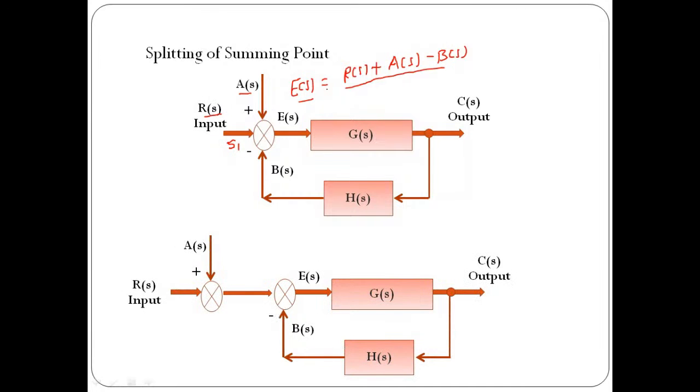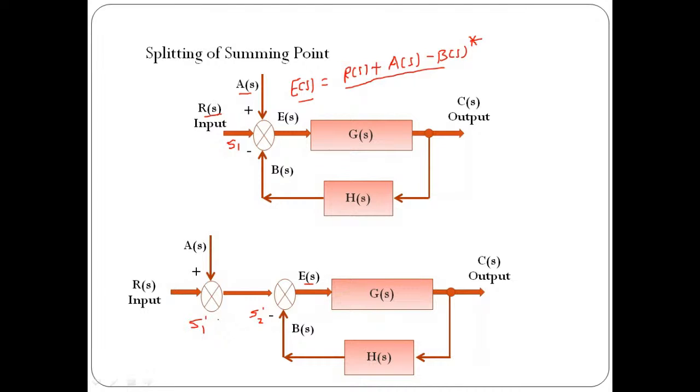So we can split the summing point into two summing points. Like this will be your S1 dash and this will be your S2 dash. And again, the logic will remain the same. Now, in this case, suppose we are getting the same value of error signal, the value which we obtained in the previous case before applying that rule, I can say that the rule is perfectly correct.